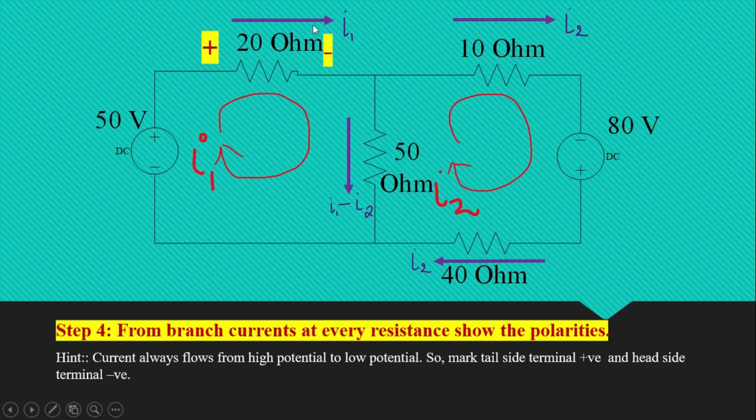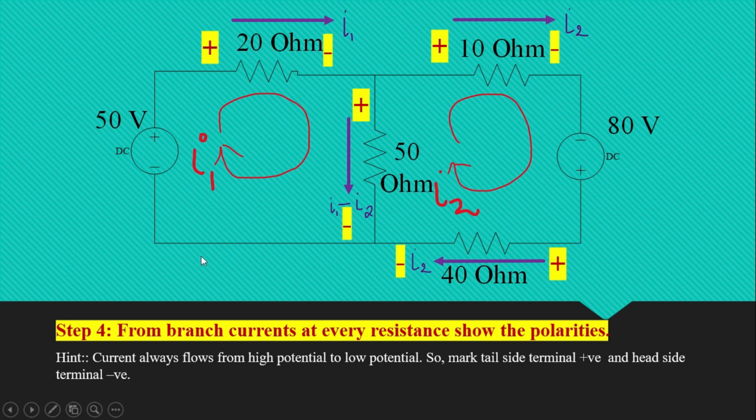So for this arrow, you can see the head is represented by a negative sign and the tail is represented by a plus sign. Similarly for this, plus for the tail, minus for the head. Similarly for this, the tail with plus, head with minus. Similarly for the last, the tail is with plus and the head with minus. So in this way, we have the polarity across all the resistances.